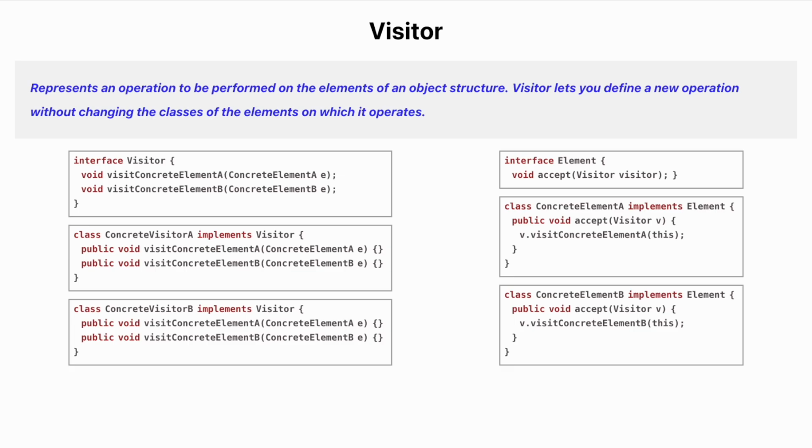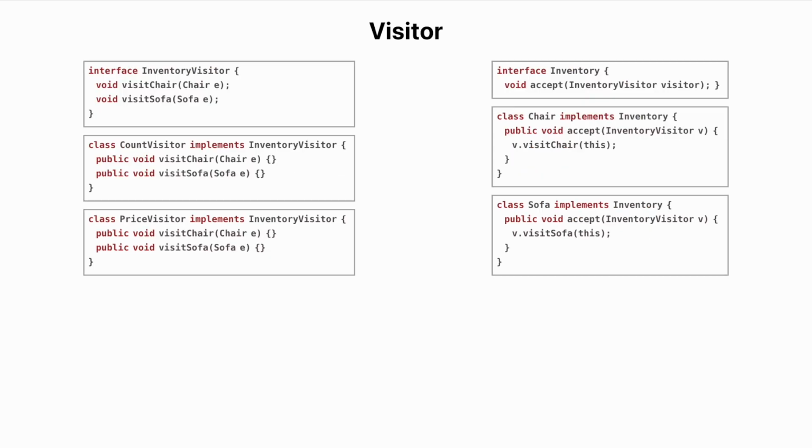For example, in an application, we have to implement two operations. One is we should count all the inventory, and another is we should get the total price of all inventories. For this, we can use the visitor pattern and create two visitors for these two operations. As we iterate through all the inventories, we can call the corresponding visitor for the corresponding operation.